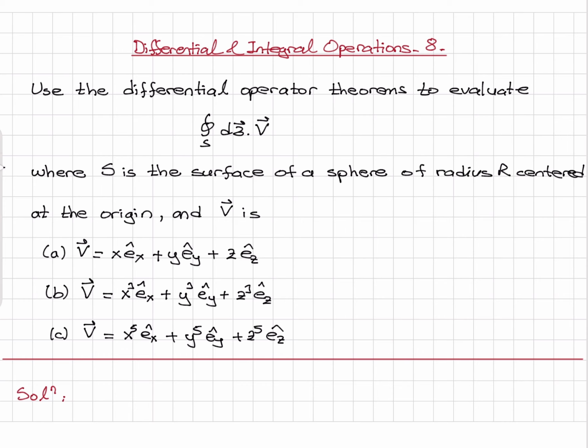Okay, so what is the relevant theorem here? The differential operator theorem. Well, that is Gauss's theorem: the volume integral dτ of the divergence of vector V is equal to the closed surface integral dσ dot product with vector V. Which theorem is this? This is Gauss's theorem. So we're going to use this theorem to find the answer to part A and part B.